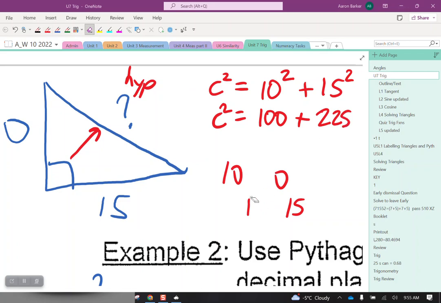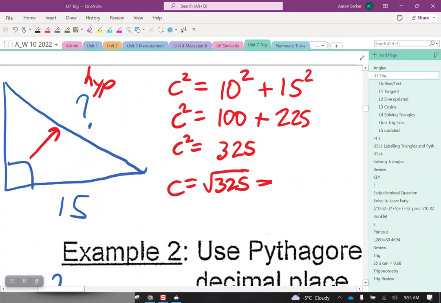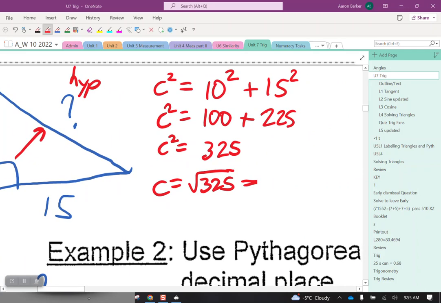Okay. So then I will add that together. 100 plus 225 is 325. Now I have to undo my square by square rooting. So c equals square root 325. Go to your calculator. Make sure the root covers all the digits. Okay, use your calculator. What do you get?